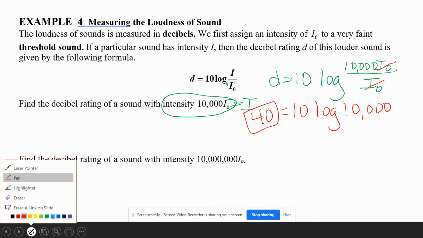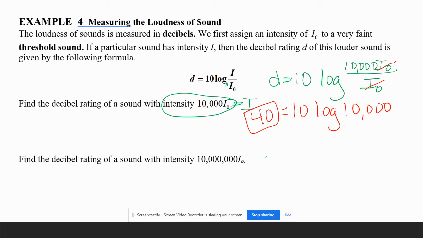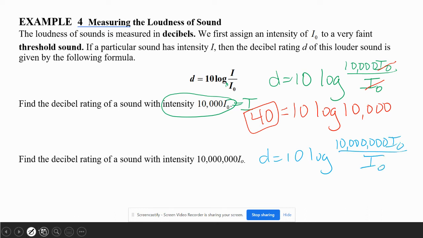If I do the same thing over here with this next one, we have 10 times the log of 10 million times the initial intensity over the initial intensity. Reduce that out, which means in my calculator I'm typing 10 times log of 10 million, and we get a decibel level of 70.